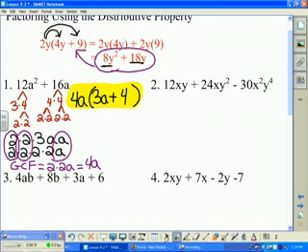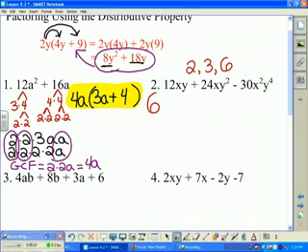With number 2, we've got 3 terms. We see we've got the numbers 12, 24, and negative 30. So what I need to be thinking about is, what can I divide all the 3 numbers by? What can I divide 12 by, 24 by, and 30 by? Well, I can divide them all by 2. I can divide them all by 3. And I can divide them all by 6. So I've got 3 numbers to choose from. But if I look at those 3 numbers, the greatest of those, in other words, the greatest common factor, is going to be the 6.